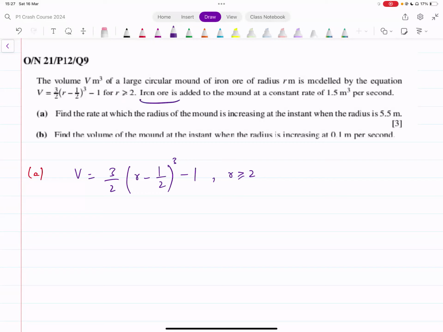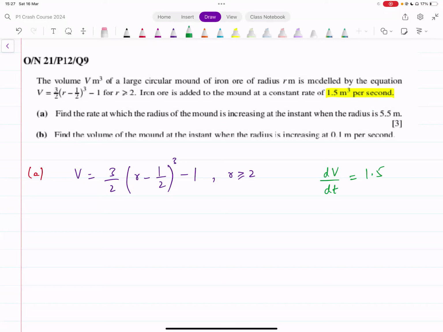Now, iron ore is added at a constant rate of 1.5 meter cube per second. What is this information? How do you use it? It's dV over dt. It's the rate of change of volume with respect to time, right? Meter cube, that's volume. So one piece of information given here is dV over dt, that is 1.5. Now, what we need to find is the rate at which the radius is increasing at the instant when the radius is 5.5.